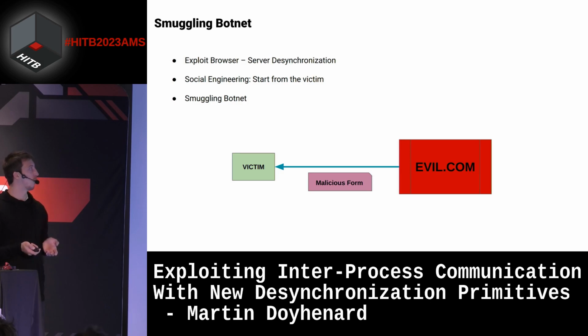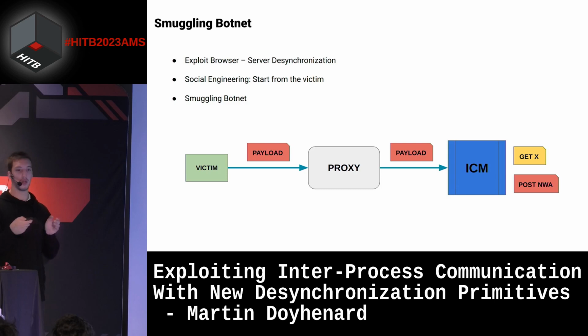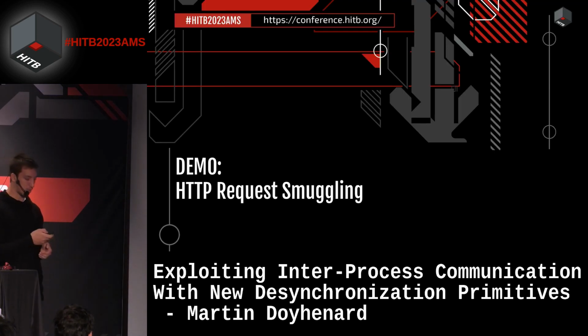Okay, so when the victim receives this malicious form, it will issue a new payload. This new payload will go to the ICM, it will get split, and again, the attack will be created, this time by the victim. So we will be able to continue this attack as many times as we want without having to interact with the ICM, and just having an evil.com server that will generate the attacks.